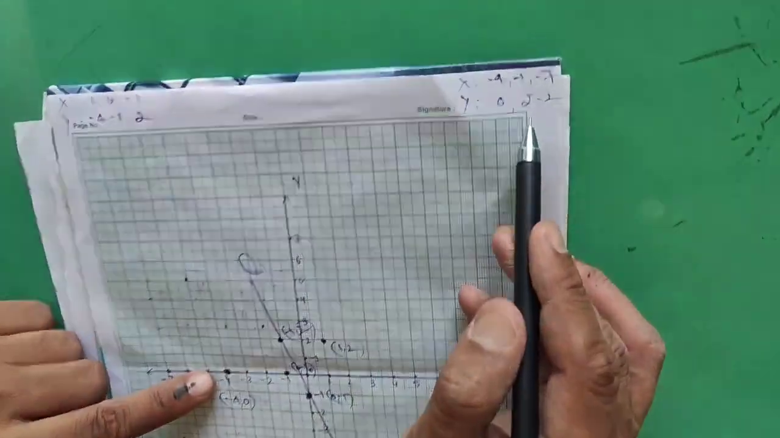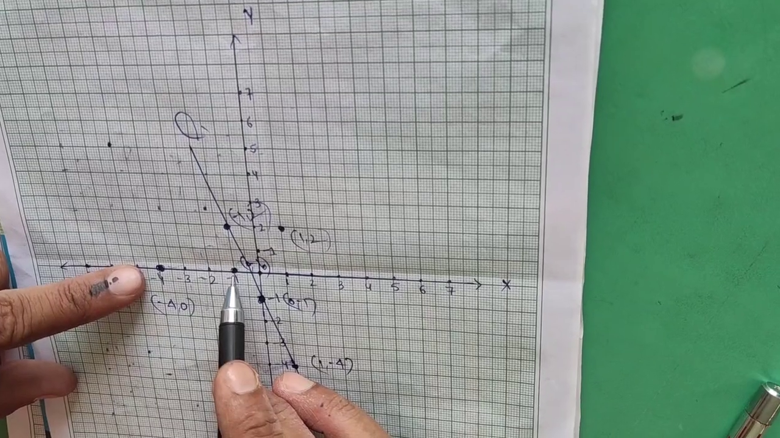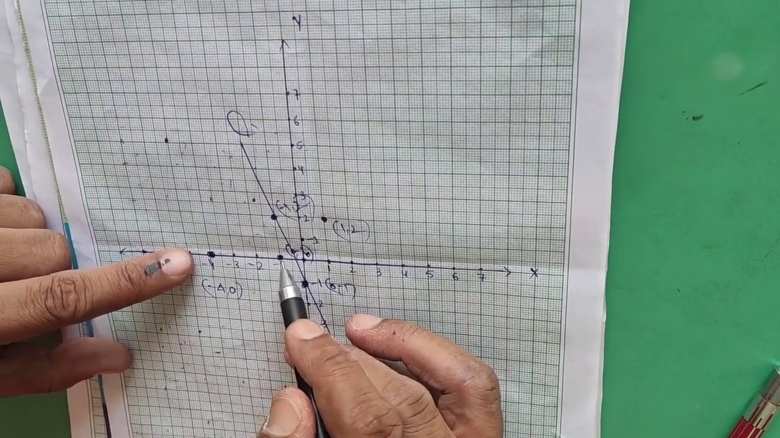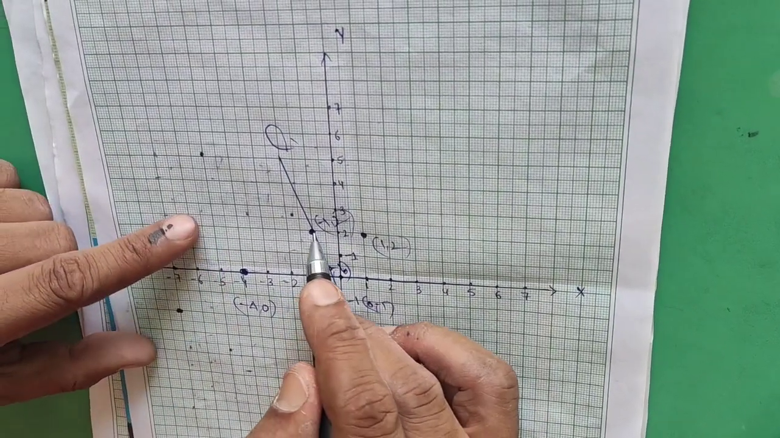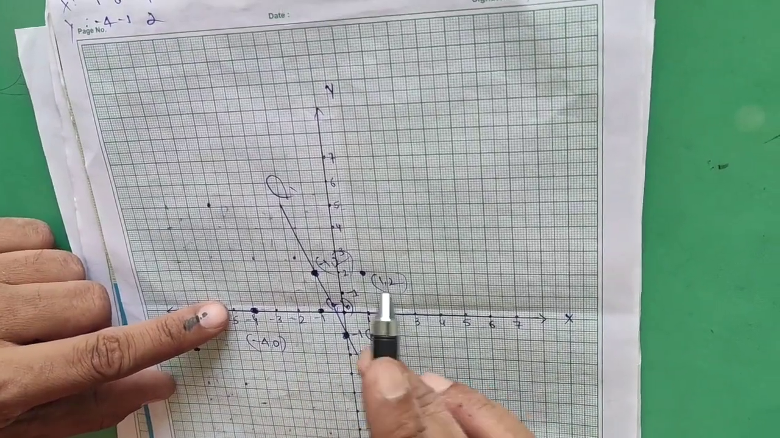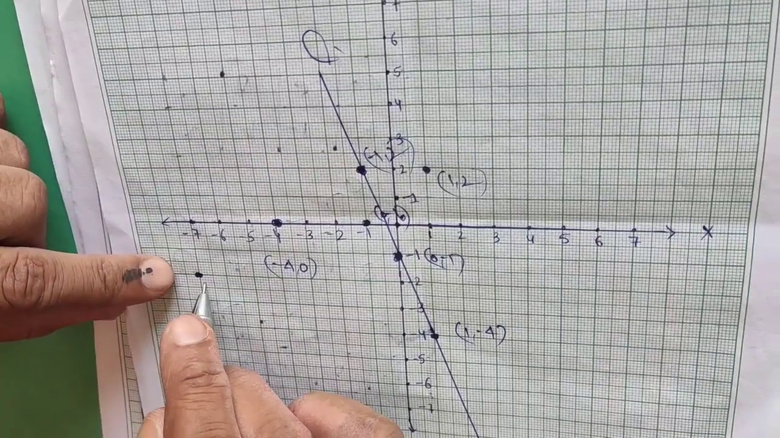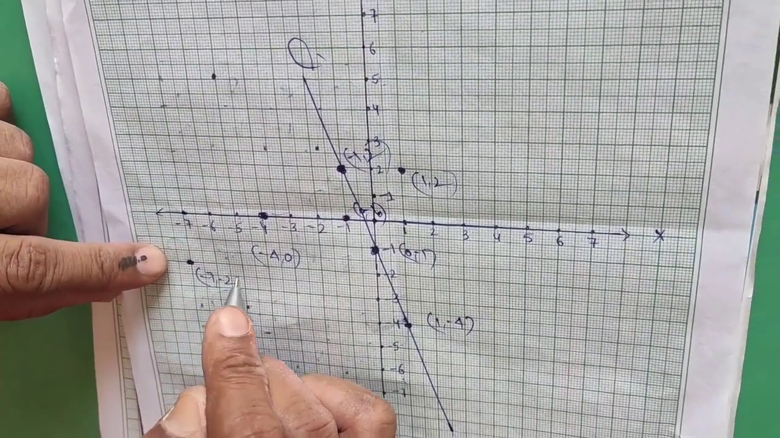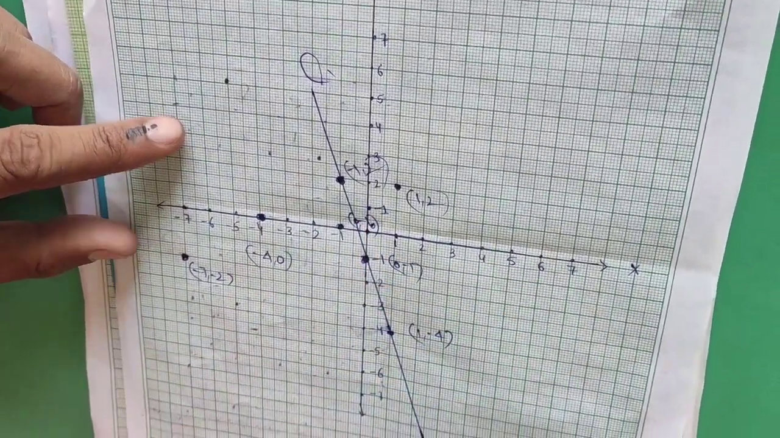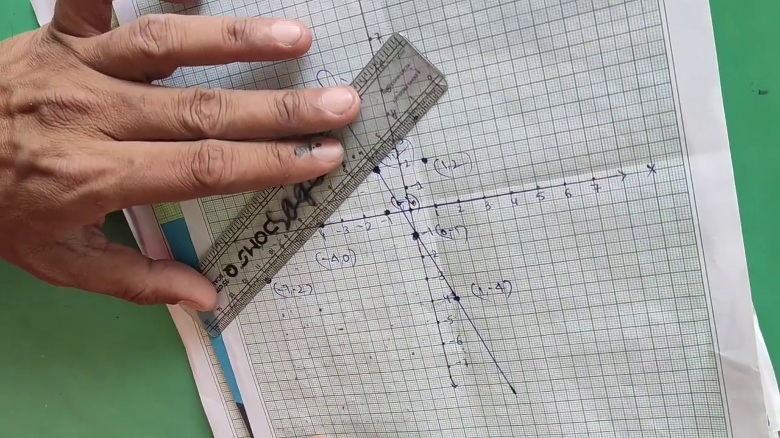The second point is minus 1, 2. X is minus 1 and y is 2, and that point is here. The third point is minus 7, minus 2, and that point is here. So these are the three points of the second line: this is the first point, this is the second point, this is the third point. And when we join all these points, we get a line.